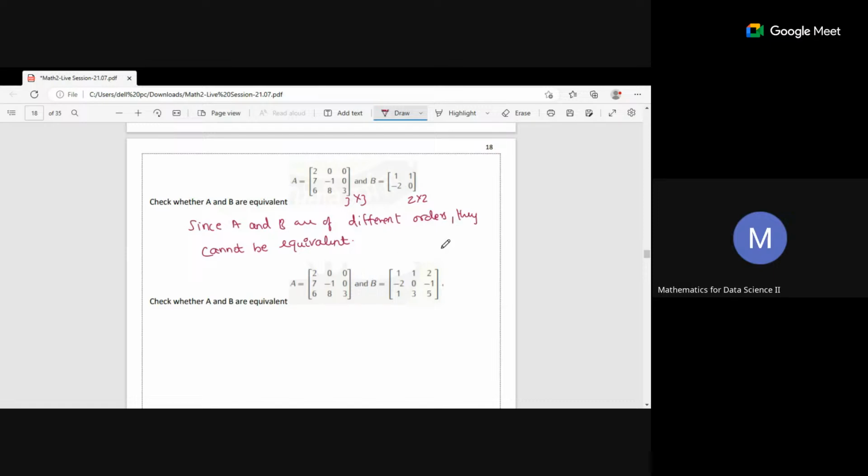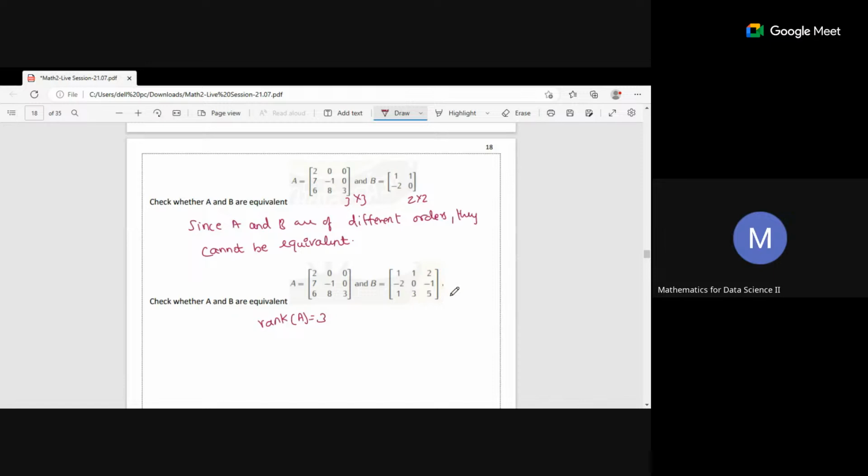Fine. So now you have to check whether A and B are equivalent. You now have 3 by 3 matrices. So can you check what is the rank of A and rank of B? What is the determinant? This is actually a triangular matrix. So what is the determinant of A? Is it non-zero? Yes. So what is the rank of A? 3. Now what about B?